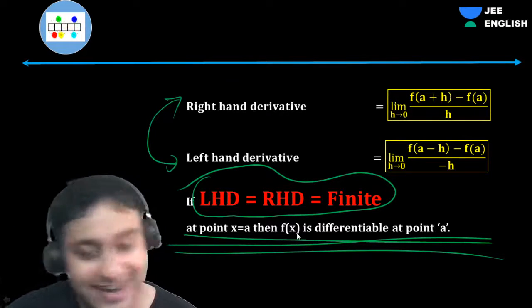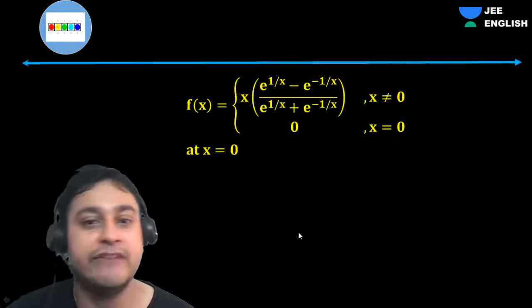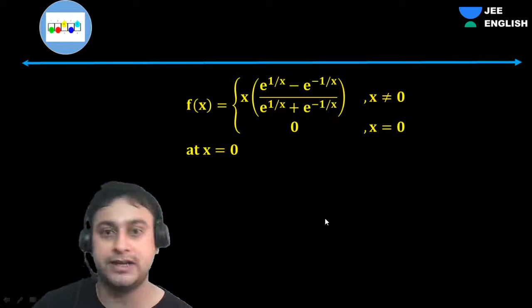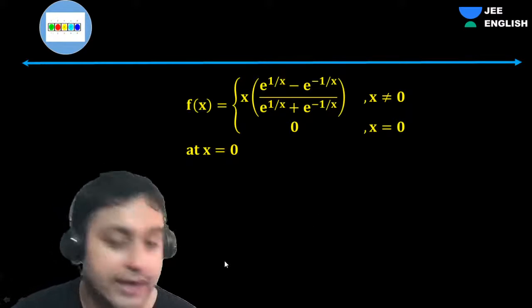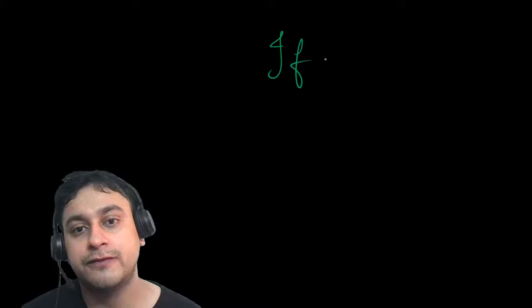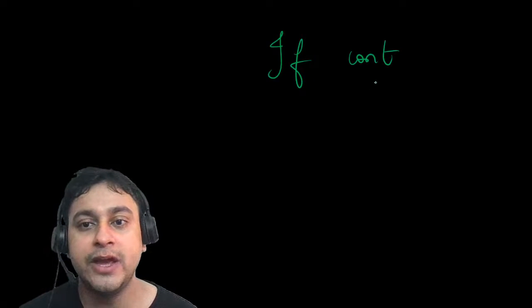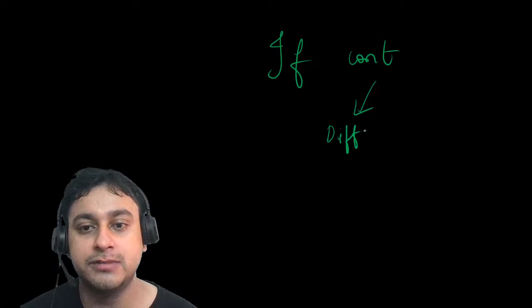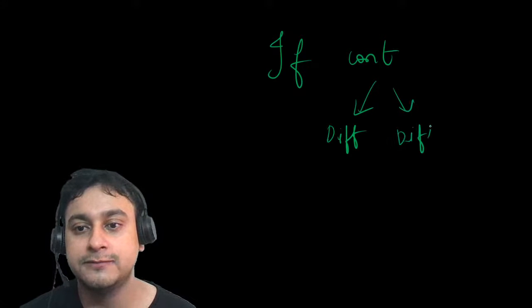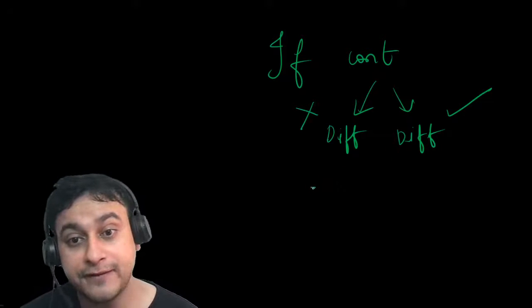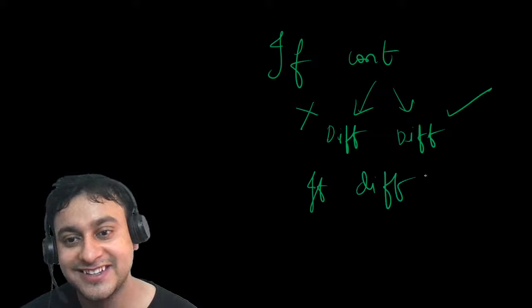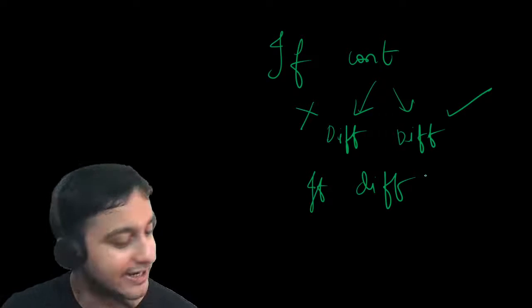Okay, guys. Now let's take an example. One example I will take, and every concept will be covered. Also, guys, one more thing we will have to understand: if a function is continuous, it may or may not be differentiable. It can be differentiable or it cannot be. But if a function is differentiable, it has to be continuous, right?